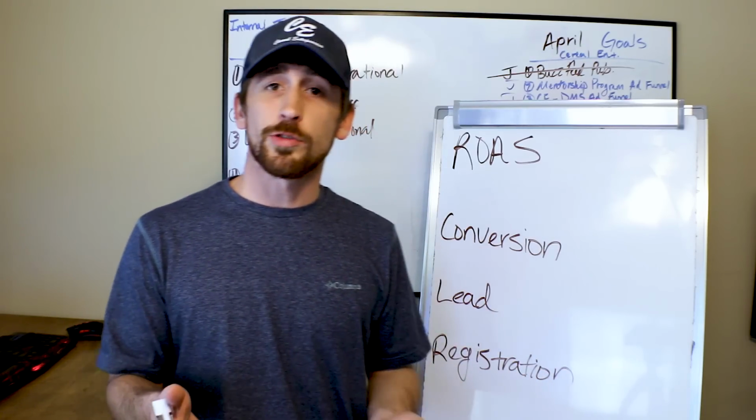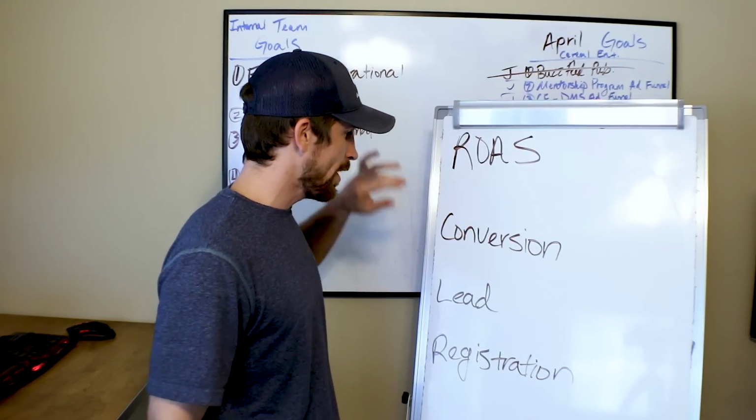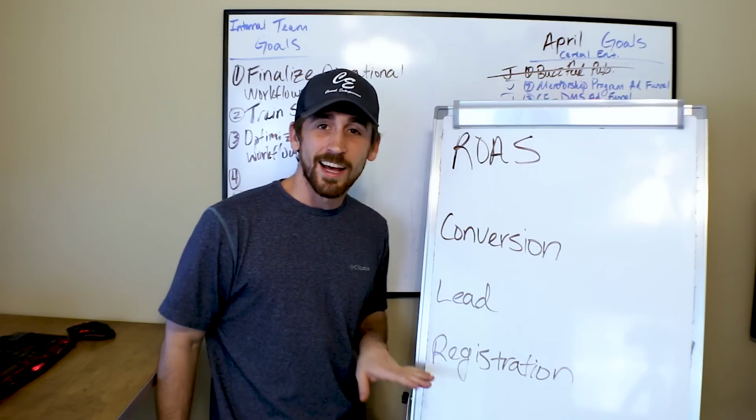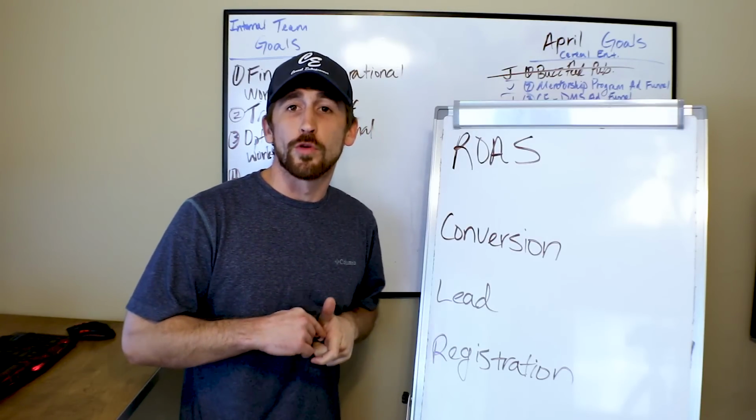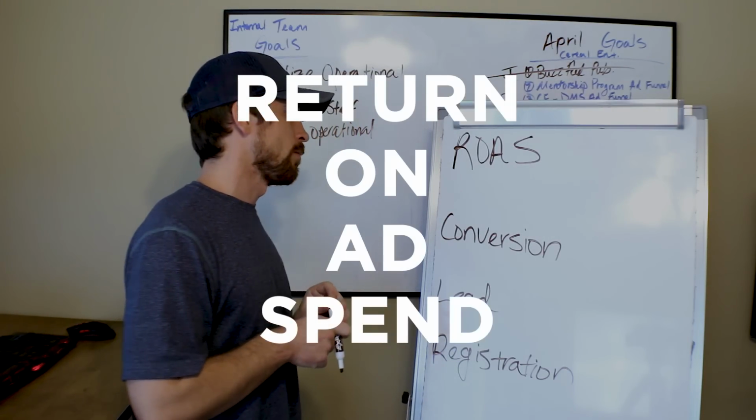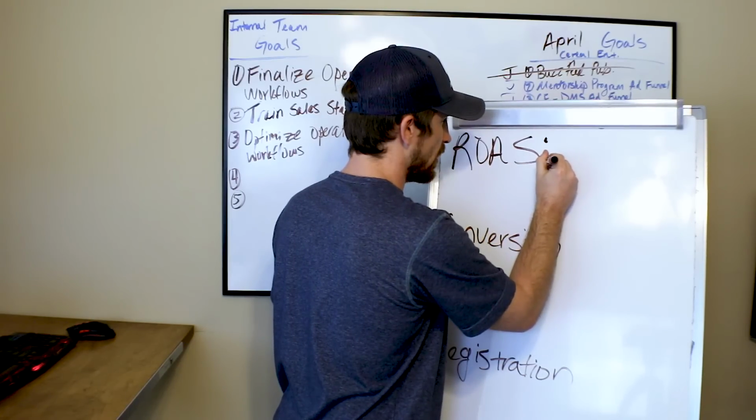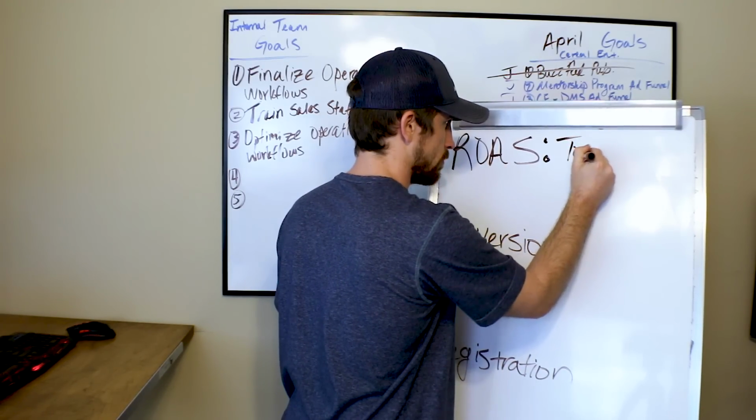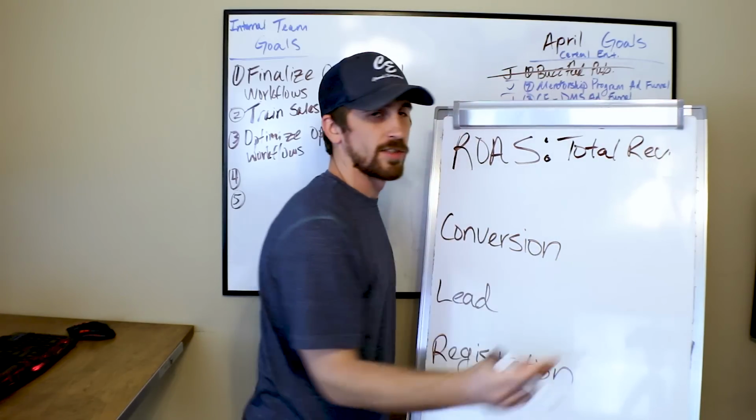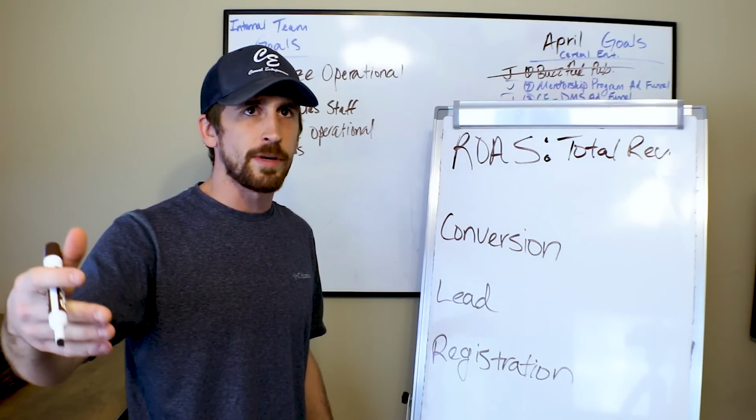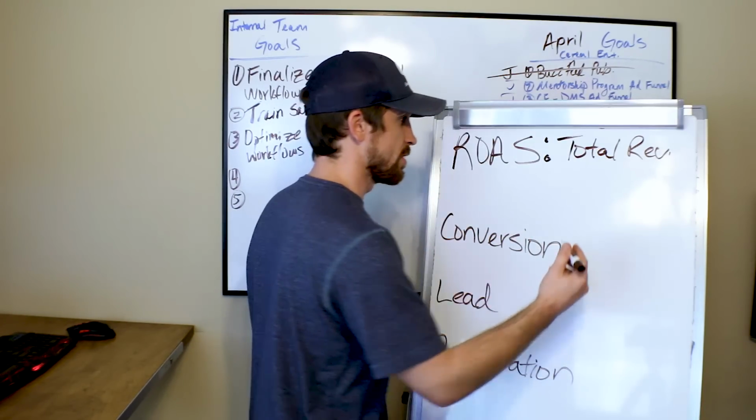Okay, so the next metrics we're gonna look at are ROAS, conversion, lead, and registration. Okay, so what is ROAS? ROAS stands for return on ad spend. And what does return on ad spend mean? Basically, it means the total revenue. So how much you make on your ads. So if you're running ads and you make $1,000, that's your total revenue, right? Off of your ads, $1,000, right?